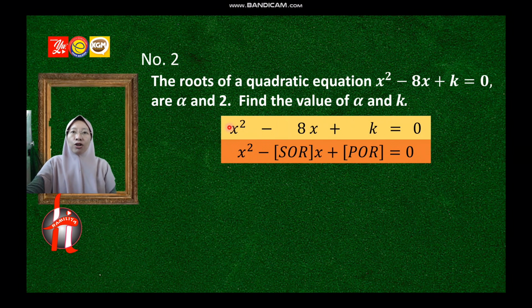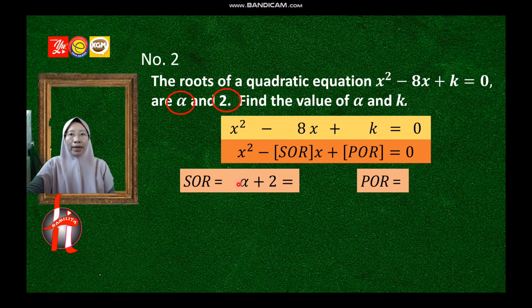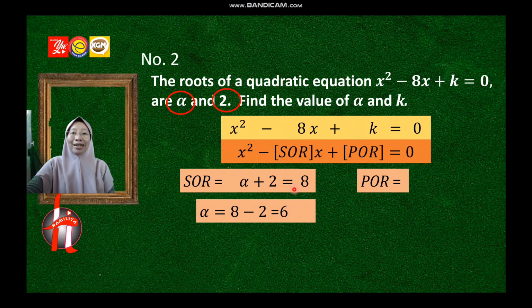This equation is already arranged in the sum of root and product of root. We identify the roots are alpha and 2. We can compare the sum of root, alpha plus 2, with the sum of root in the equation. So the sum of root is 8. From there, we can proceed to calculate the alpha. Alpha is equal to 6.